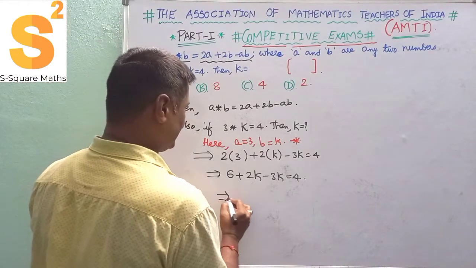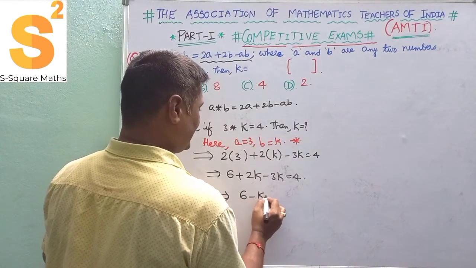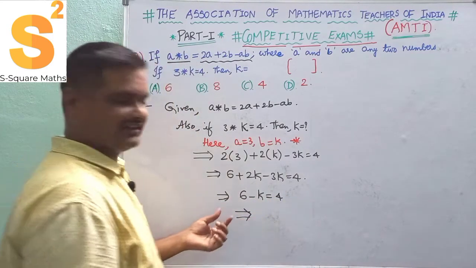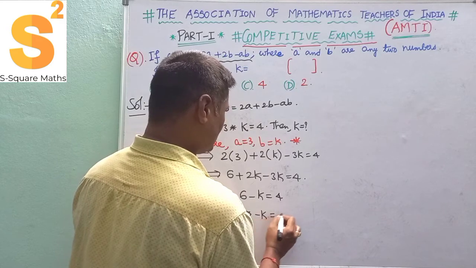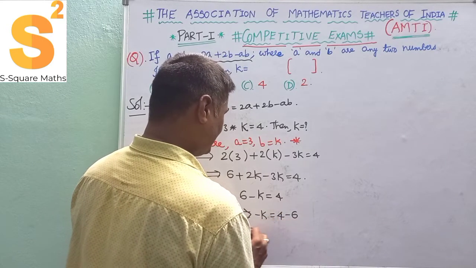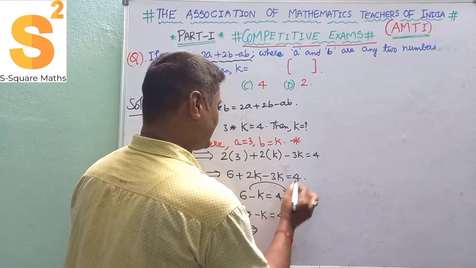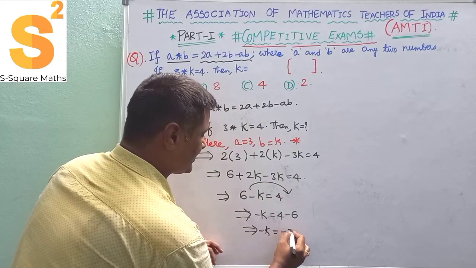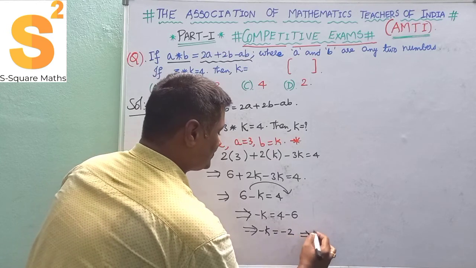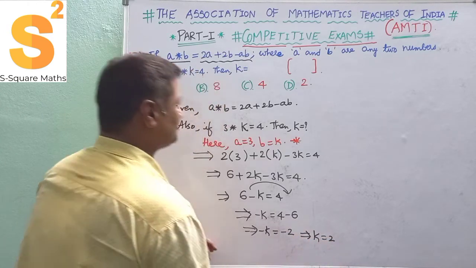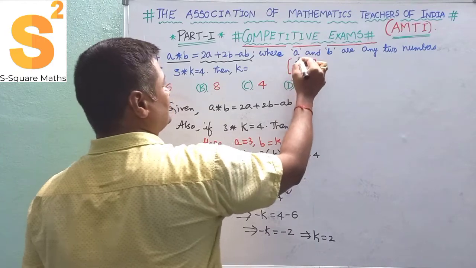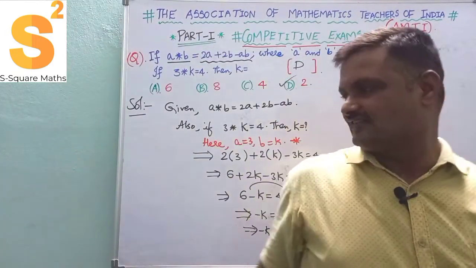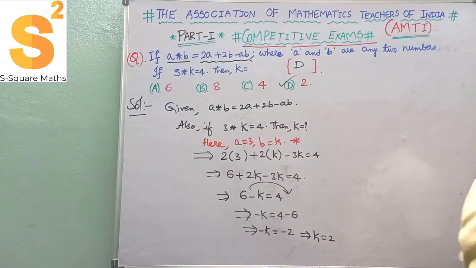So I can write here 6 minus k is equal to 4. This implies minus k is equal to 4 minus 6, I shifted 6 to this side. So minus k is equal to minus 2, since positive 1 and negative 1 give minus 2. Finally the k value is 2 here. The answer is option D. So in just 20 seconds I have done this problem.